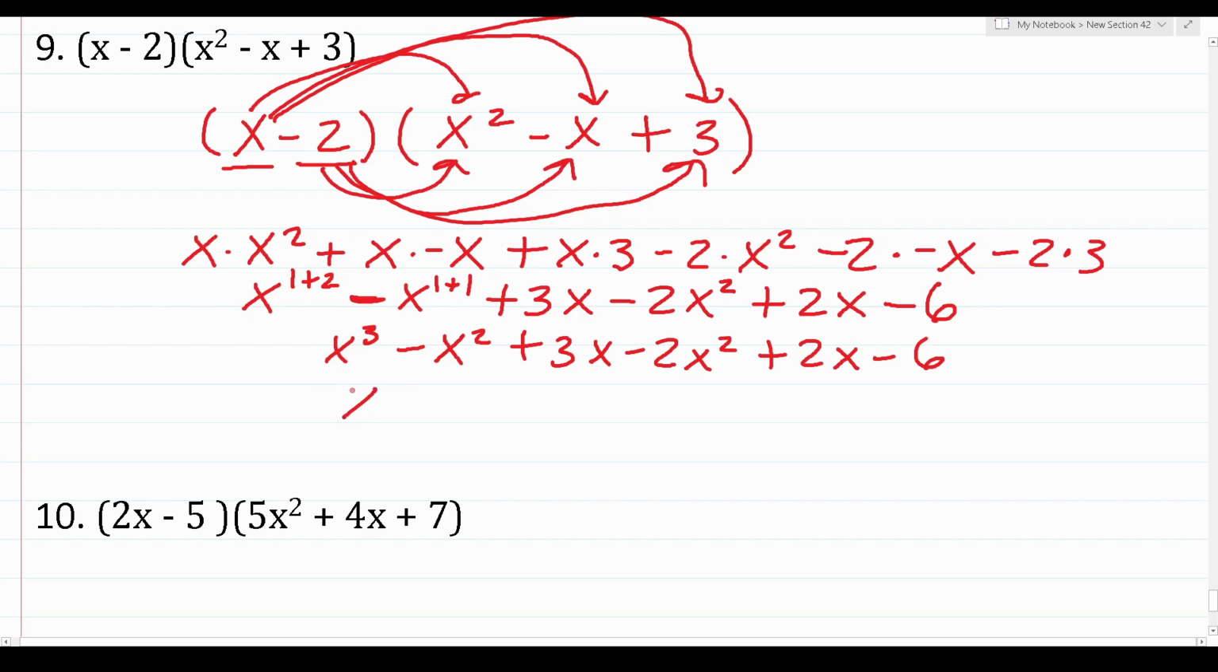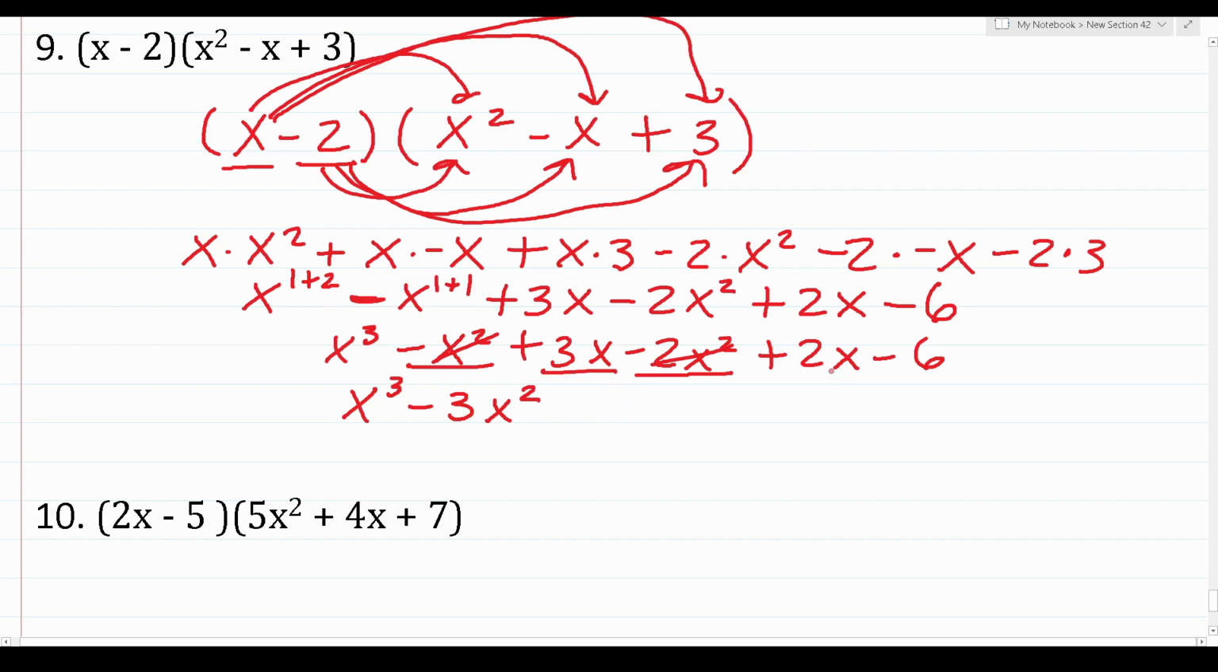But that said, this -x squared can be combined with this -2x squared to become -3x squared. Again, yesterday I uploaded a video regarding adding polynomials. So if you need to watch that, you can go ahead and do so. So we've taken care of that. Let's just go ahead and put a line through it to indicate that we've done so.